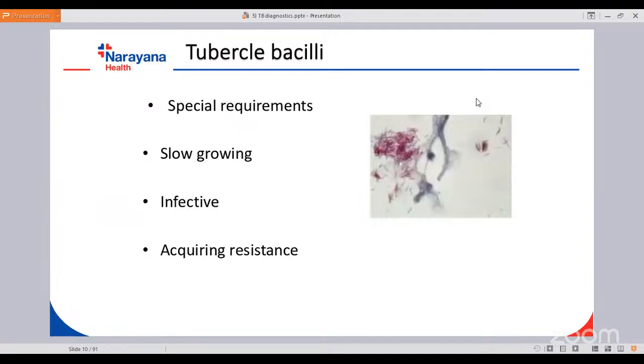Now, coming back to the tubercle bacilli, why is it so different as compared to other bacteria like E. coli or Klebsiella, which grow in 24 hours and give the reports in 48 hours? Tubercle bacilli have special requirements. They're very slow growing, they're infective, and they acquire resistance.